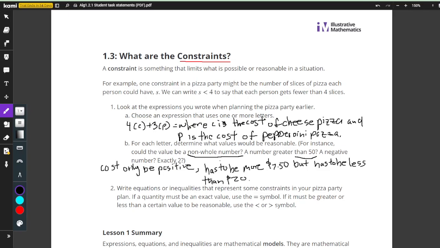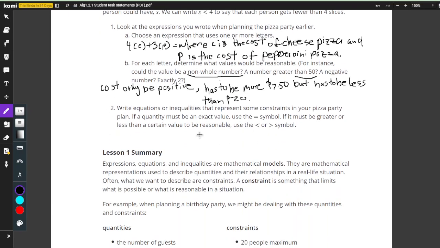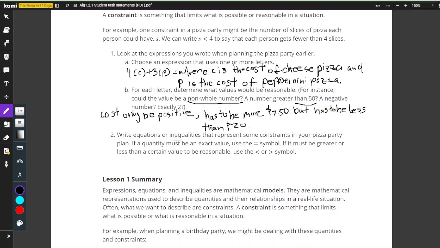So let's go ahead and write an equation or inequality that represents some constraints on our pizzas. If a quantity must be exact, use equal. If it must be greater than or less than, we use the less than or greater than sign. We've seen these before in 8th grade.